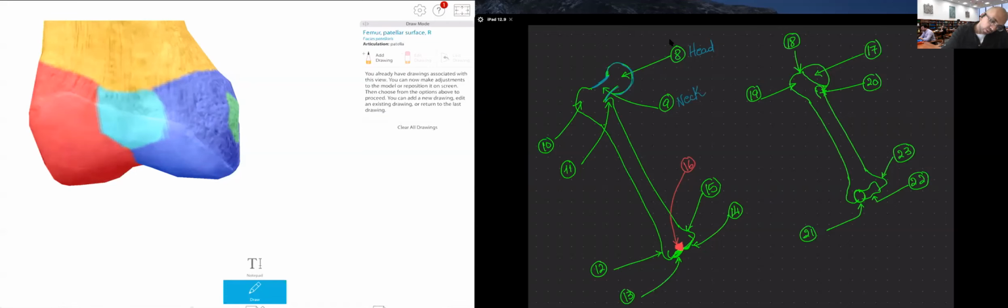And what did we call this large bony eminence on the opposing side to the head? It's my greater trochanter. How about the smaller one that you see part of it in the anterior view and most of it in the posterior view of the femur? What do we call this one? My lesser trochanter.